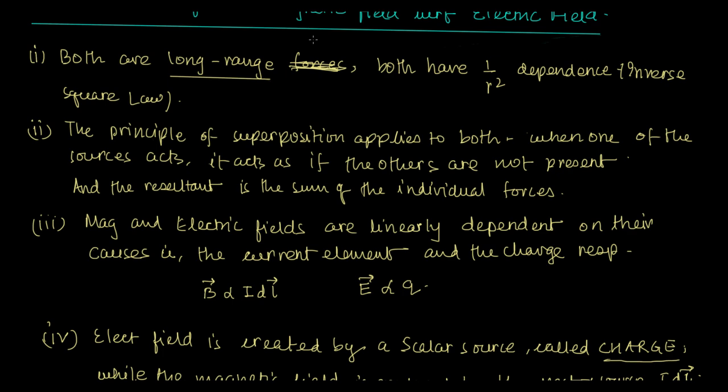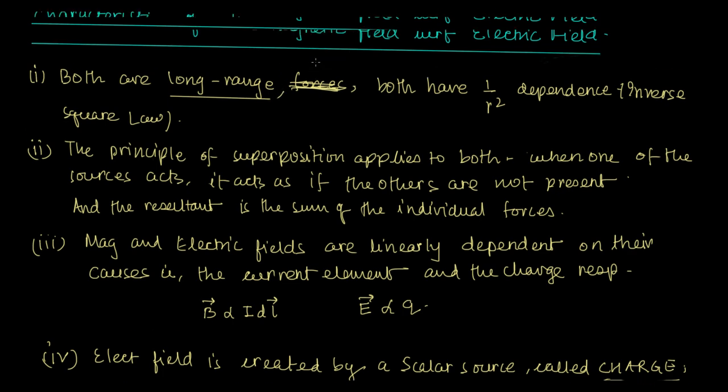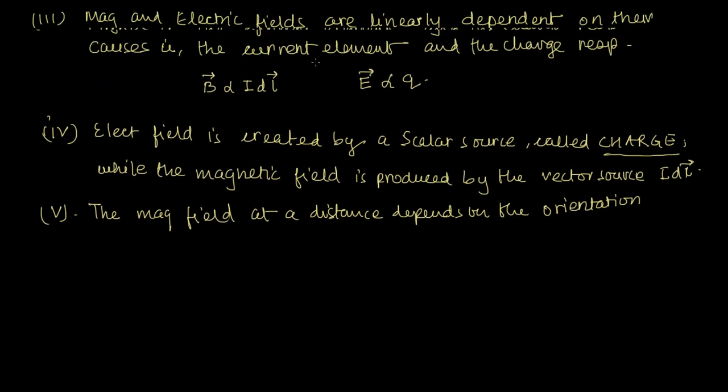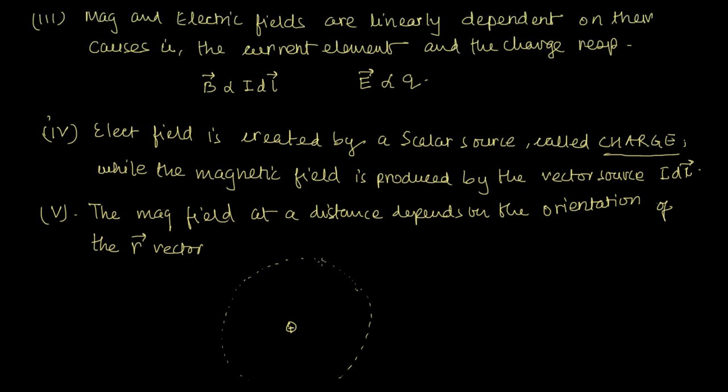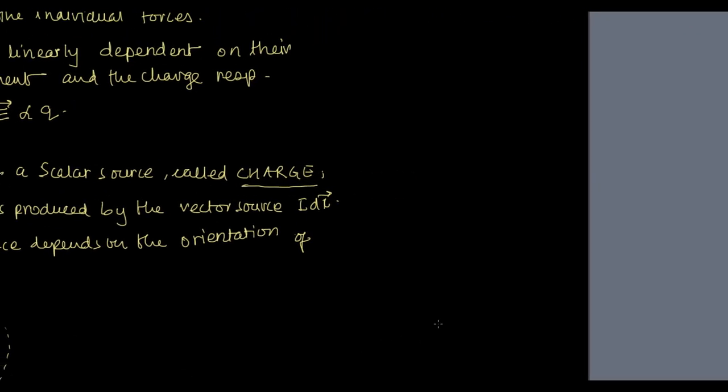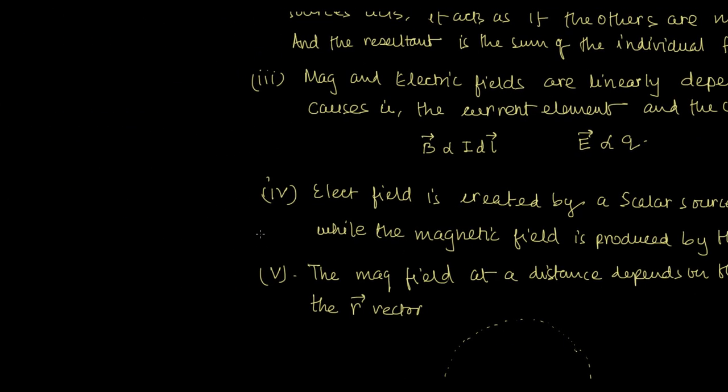Both are long range. They may induce a force, or they are like fields. The magnetic field depends on the orientation of the R vector, while if you look at the charge and try to find out the field all around it, the field is not dependent on the orientation. There's nothing like an angle. That's a major difference.